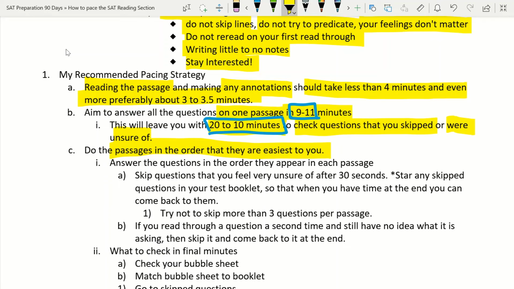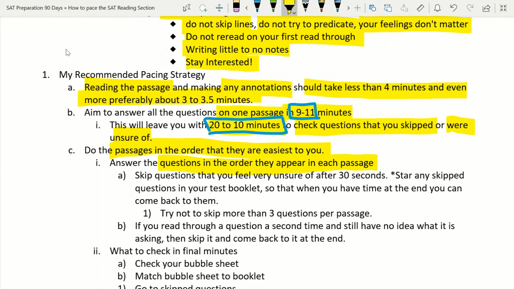Let's say that we're doing a passage. What we're going to want to do is answer the questions in the order they appear in each passage. So we're not going to want to be jumping around. Let's say we were doing passage 1 and it was questions 1 through 10. We don't want to do 1 and then 10 and then 3 and then 7 and then 5 and then go back and do 2. We don't want to be jumping around like that. We just want to answer the questions in the order they appear in each passage.